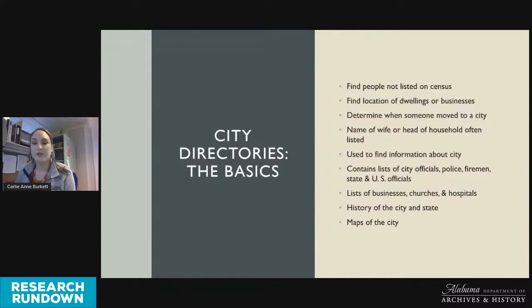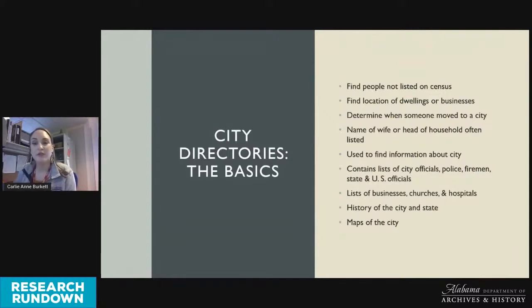You can also find the locations of businesses, sometimes even homes. City directories can be used to determine when someone may have moved to a city or maybe even left. The head of the household is usually listed, but it can be more than one person shown in a listing. But oftentimes it is going to be the head of the household.